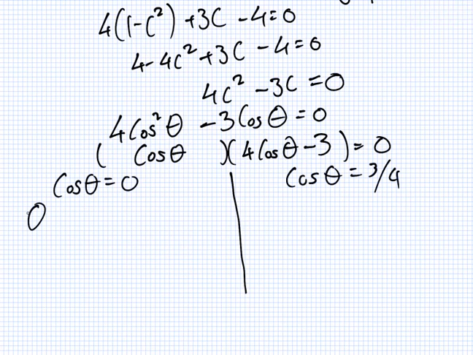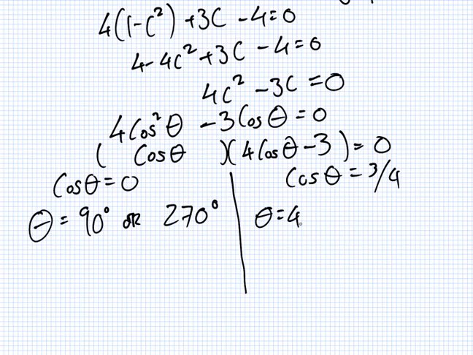This gives me 2 answers. Theta is 90 or 270, sorry, I was thinking of sine there. And then cos inverse 3 over 4, let's type that in. 41.41 degrees. And then we do 360 minus the first answer, 318.59 degrees. 318.6 degrees then.